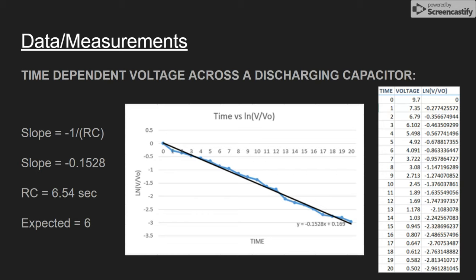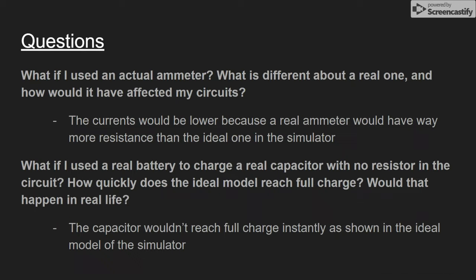And then the last part of the lab was time-dependent voltage across a discharging capacitor. So here's a graph of time versus the natural log of voltage over initial voltage, which gives us a slope of -1 over RC. So we can calculate RC, which was 6.54 seconds, and the expected value in the simulator was 6, so that's pretty close.